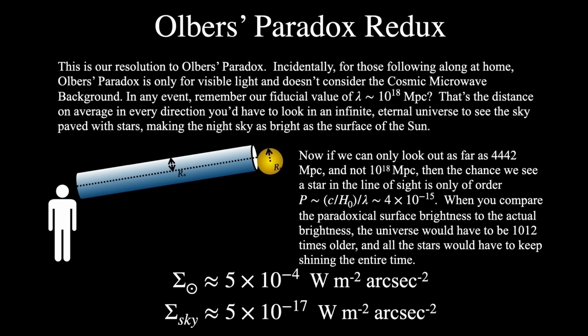So the surface brightness of the sun is about 5 times 10 to the minus fourth watts per square meter per square arc second. But the sky brightness, due to starlight, or just light that is not the cosmic microwave background, is about 5 times 10 to the minus 17th watts per square meter per square arc second. It's much, much, much, much dimmer. And therefore, Olbers' paradox is solved by the finite age of the cosmos, and because the light has only had time to get to us from 4.4 gigaparsecs away. And there's the solution to Olbers' paradox.